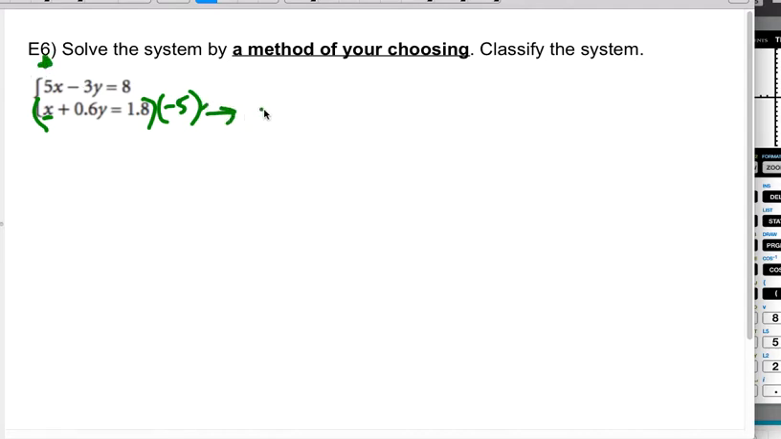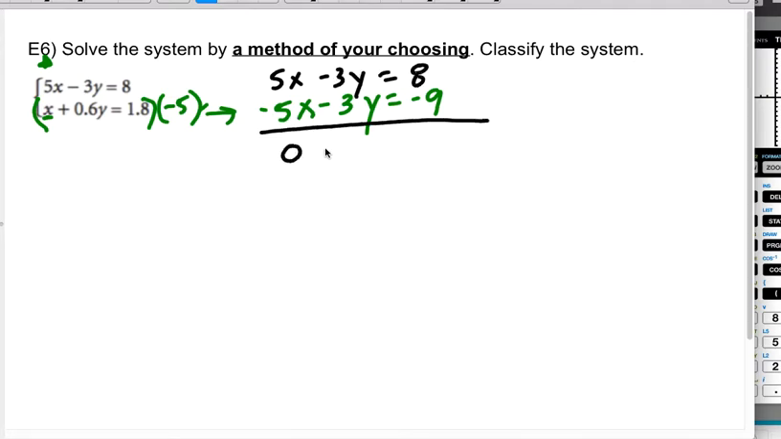So when I multiply by -5, I'm going to get -5x minus 3y equals -9. And my top is going to be 5x minus 3y equals 8. So the x's are going to eliminate, which is the whole point. Notice that the y's don't, and that's a common misconception. The y's are not going to eliminate. So you're going to end up with -6y equals -1. So you're going to get y equals 1/6, which I know is not super fun and awesome, but that's where we are.